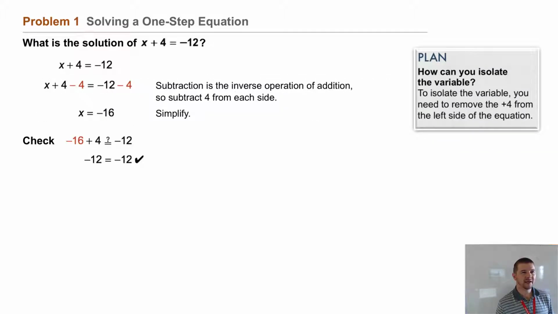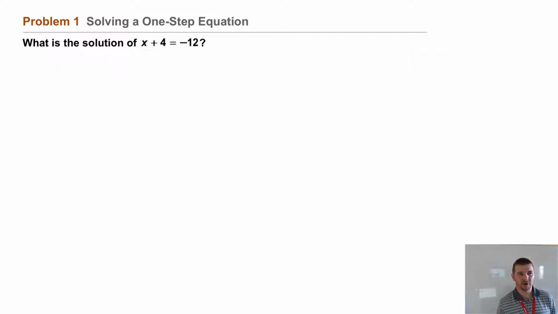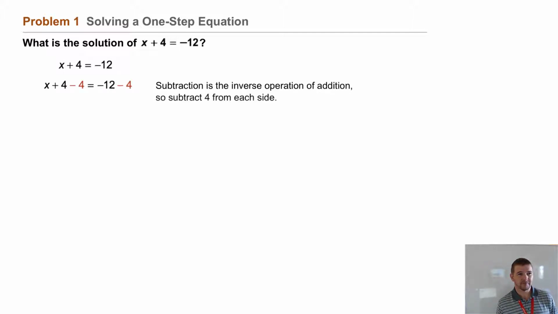Problem 1. Solving a one-step equation. What is the solution of x plus 4 equals negative 12? Well, rewriting x plus 4 equals negative 12, we know subtraction is the inverse operation of addition, so we'll subtract 4 from each side. That undoes the plus 4 on the left-hand side of the equation and leaves us with just x, our variable, isolated on the left. And then on the right, negative 12 minus 4 is negative 16.